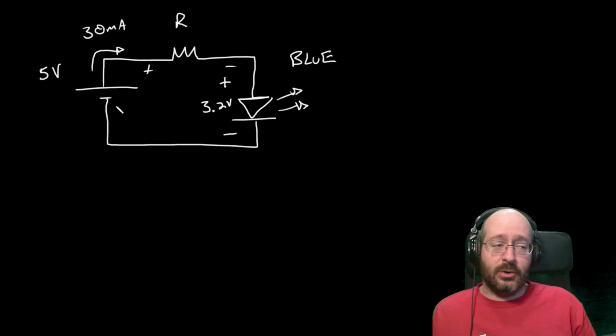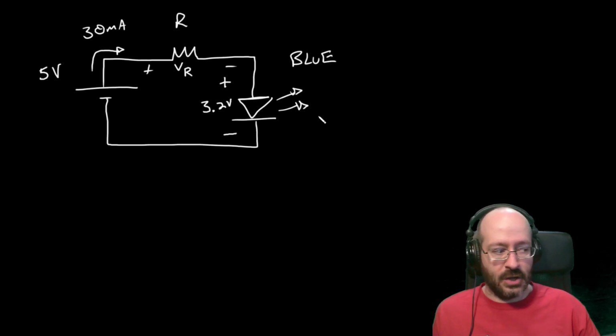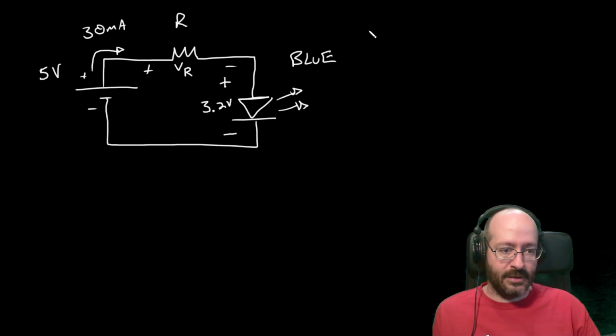In order to do that, we know the current going through the resistor. We need to know the voltage across the resistor. And we find that voltage by using Kirchhoff's voltage law. I'm going to start here, and the long bar is positive and the small bar is negative, so I'm going to go up 5 volts.